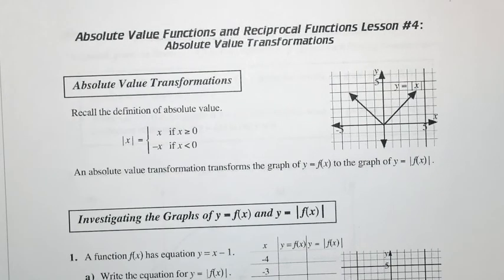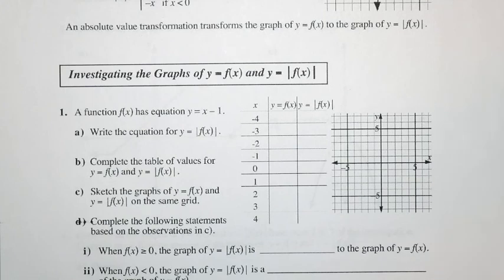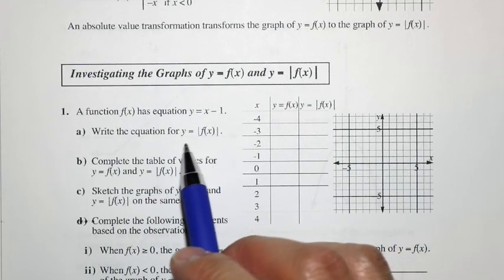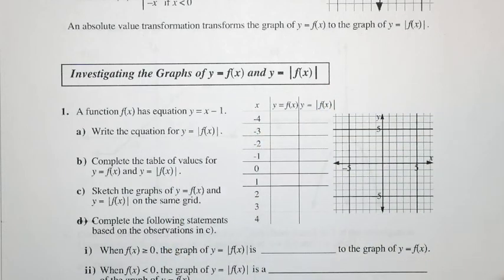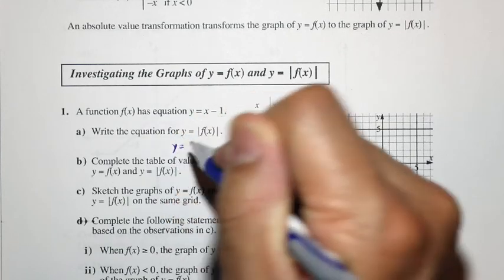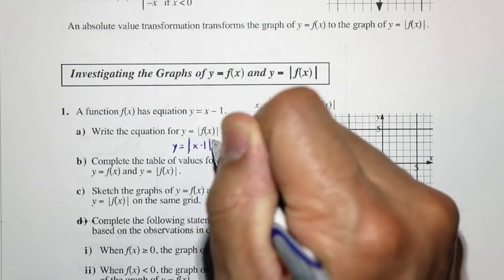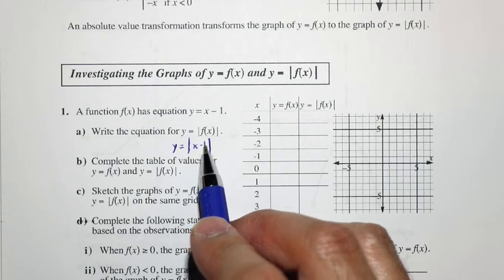So let's take a look and investigate the graphs of y equals f of x and y equals the absolute value of f of x. So taking a look here, a function f of x has an equation here of y equals x minus 1. So what is the equation for y equals the absolute value of f of x? Well, it takes what f of x was, x minus 1, and puts these vertical bars around it to say y equals the absolute value of x minus 1.